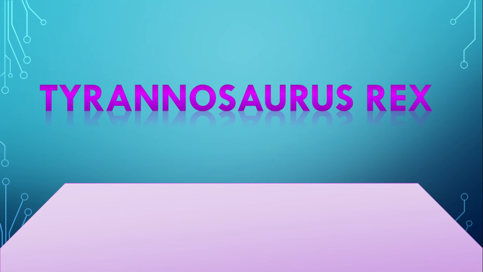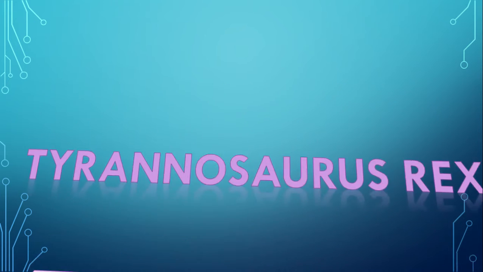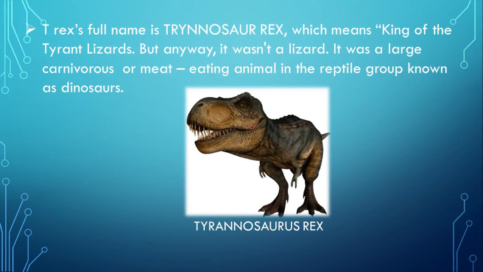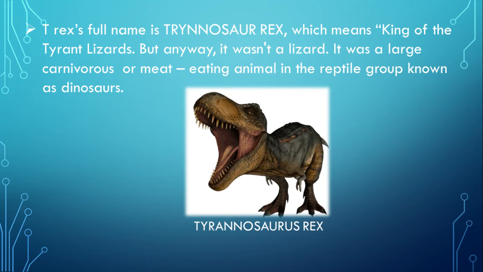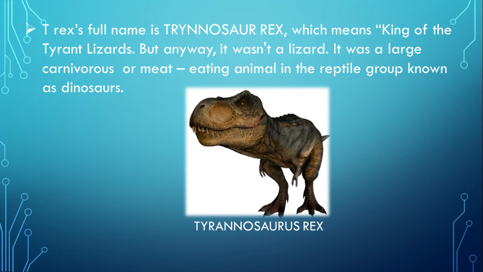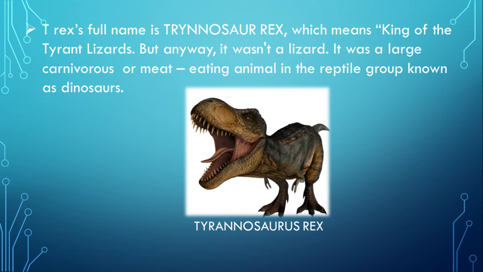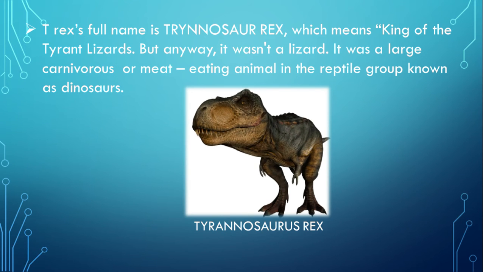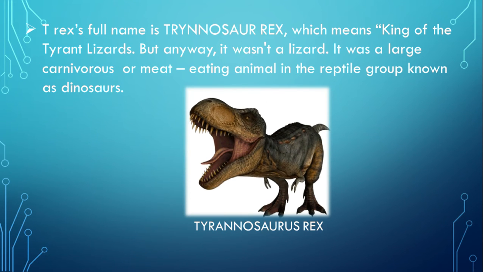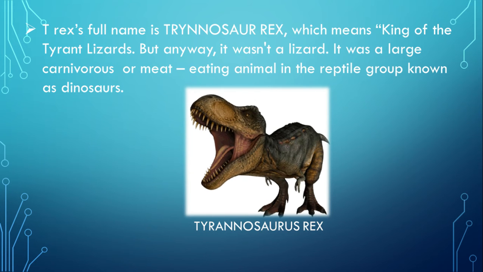Next, we are going to talk about a big meat-eating dinosaur known as Tyrannosaurus rex or T-Rex. T-Rex's full name is Tyrannosaurus rex, as I said before, which means king of the tyrant lizards. But anyway, it wasn't a lizard. It was a large carnivorous or meat-eating animal in the reptile group known as dinosaurs. A simple definition about T-Rex.